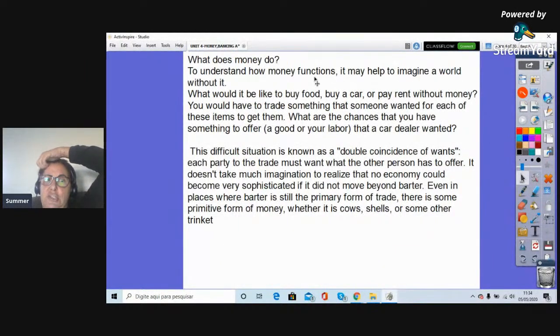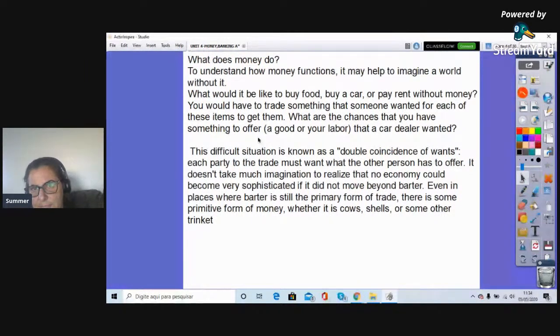And what does money do? For us to understand what the function of money is exactly, we need to imagine a world without money as we know it today. Imagine you want to buy food, I want to buy a car, I want to pay my rent, and we don't have money to exchange. So I would have to go to a person and trade something that somebody else wanted for each of these items.